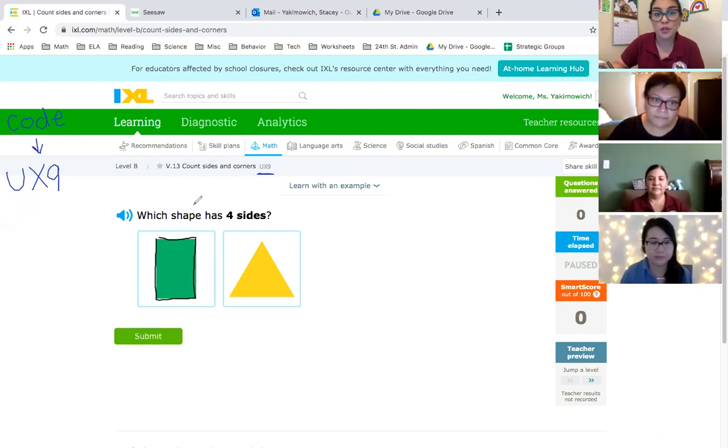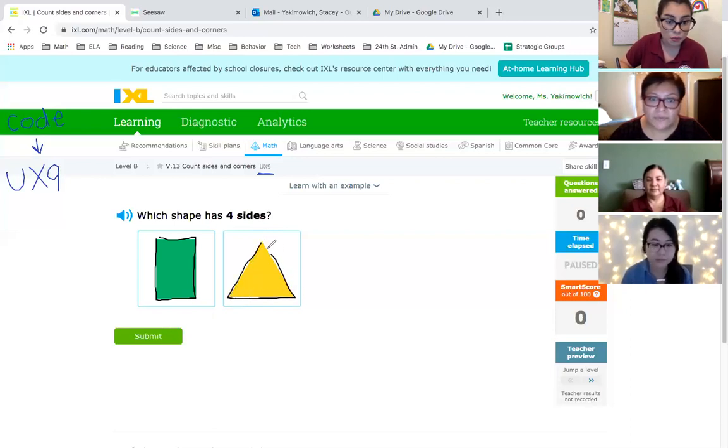So you can do this too on your iPad if you want to trace the shape. I'm not sure if they give you that option on the geometry questions, but if they do, utilize that tool to help you really count the sides carefully. And let's count the sides of this one, this shape. So we have 1, 2, 3.